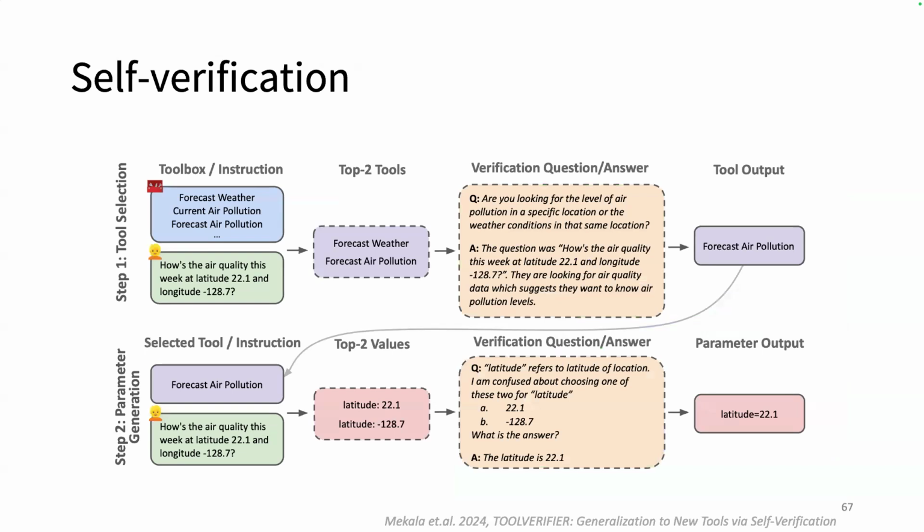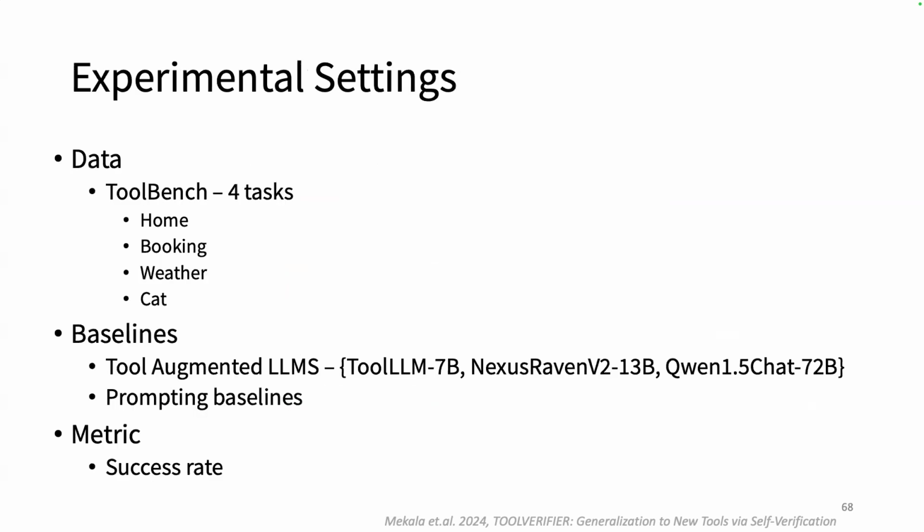In addition to curating such training data, we also propose self-verification for tool usage, where after predicting the tool, the model asks a verification question to make sure, whose answer helps it resolve any confusion. Here the verification question can be, are you looking for the level of air pollution in a specific location or weather condition? This answer helps it resolve the confusion, and we notice that it improves the performance. So we experimented on ToolBench, a publicly available benchmark, where we experimented on 4 tasks: home, booking, weather, and cat.